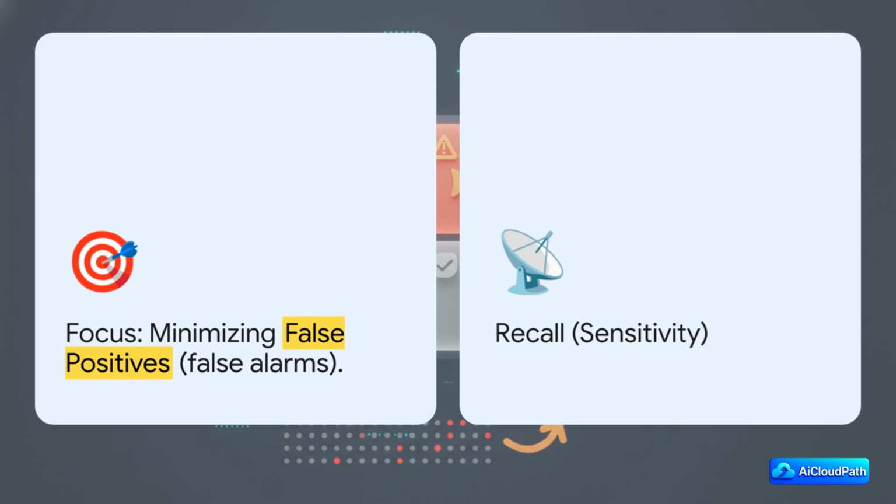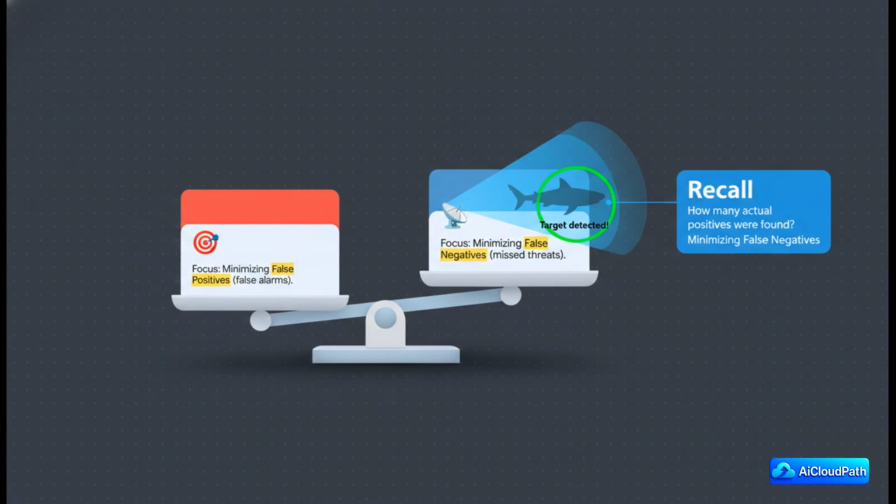It wants to be absolutely sure that when it raises an alarm, it's for a good reason. It hates being wrong. Now, on the other side of the coin, you have recall, which you'll sometimes hear called sensitivity. Its focus is the complete opposite. Its main priority is to minimize those dangerous false negatives. It wants to find everything it's supposed to find.